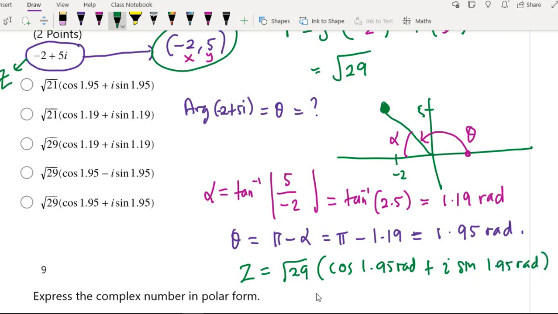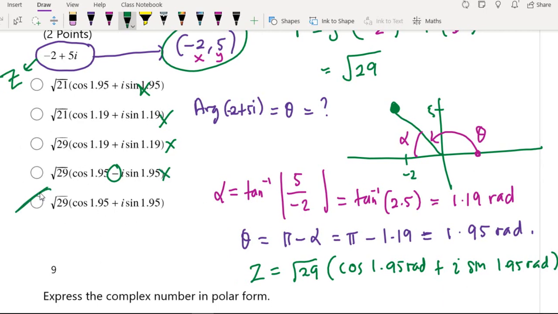So check the options. The third one has square root of 29, but cos is negative, so not the answer. Negative, not the option. So the answer is the last option. Okay, settled for number 8.